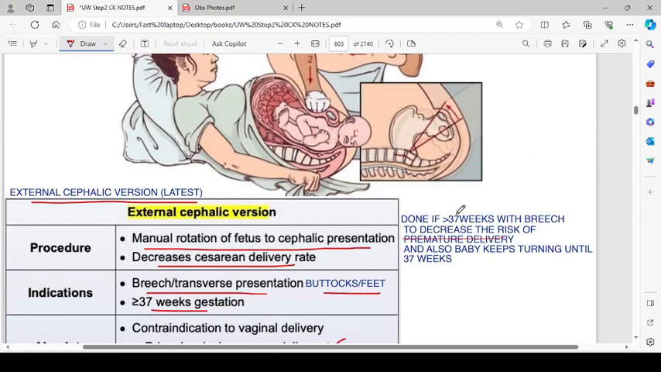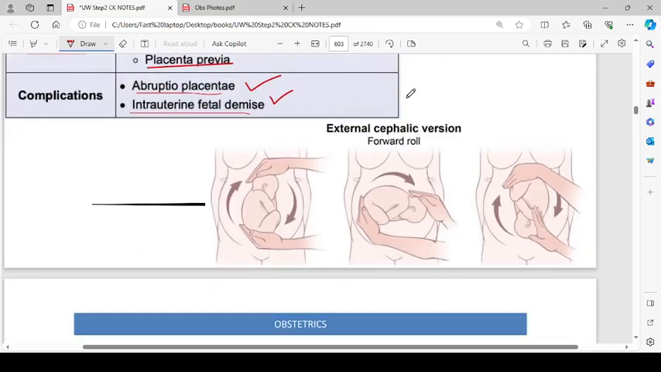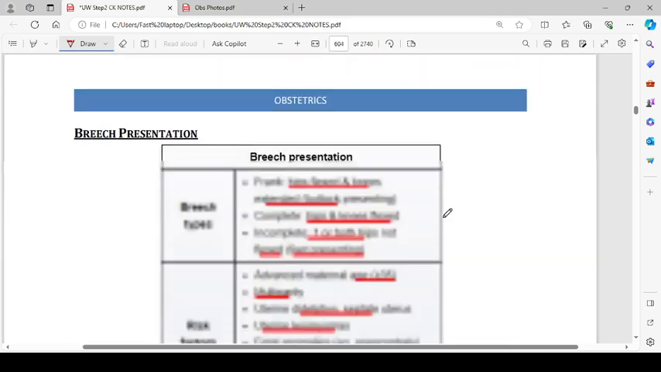So here you can see that it is done at more than 37 weeks with breech, to decrease the risk of premature delivery, and also because the baby keeps turning until 37 weeks. So we do external cephalic version after 37 weeks, because even if the baby is breech at the 32nd or 33rd week, there are chances that the baby will rotate into the cephalic position by the 37th week or later. So if it has not happened by 37 weeks, then we do it. And how do we do it? In external cephalic version, we do the forward roll like this.